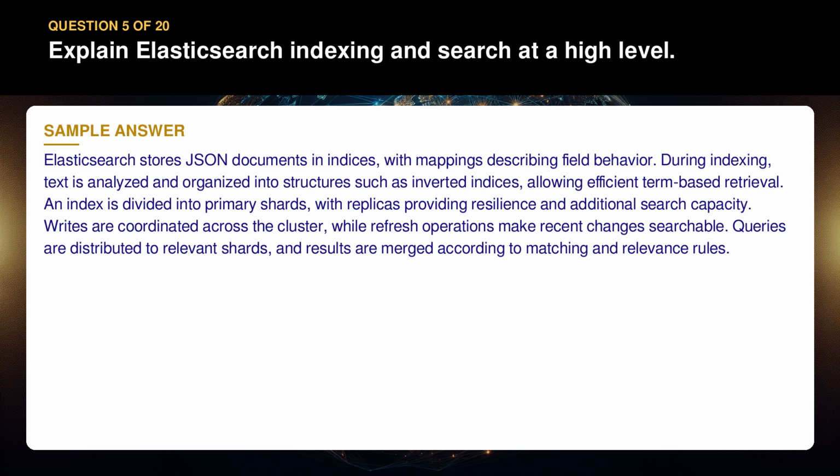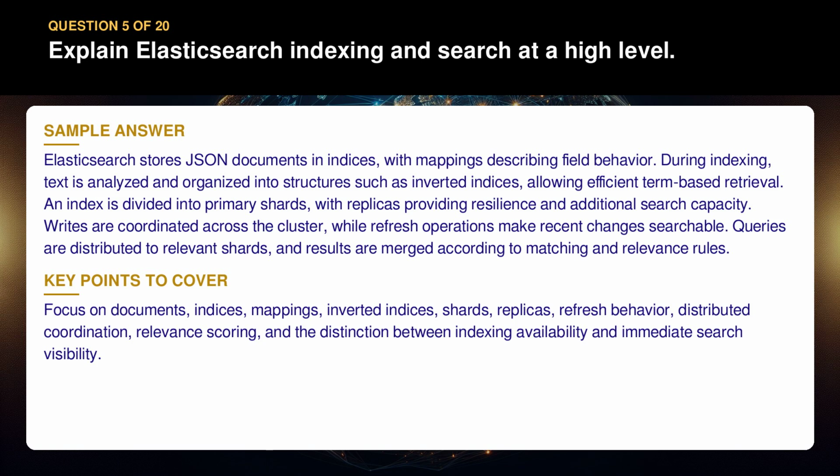During indexing, text is analyzed and organized into structures such as inverted indices, allowing efficient term-based retrieval. An index is divided into primary shards, with replicas providing resilience and additional search capacity. Writes are coordinated across the cluster, while refresh operations make recent changes searchable. Queries are distributed to relevant shards, and results are merged according to matching and relevance rules.